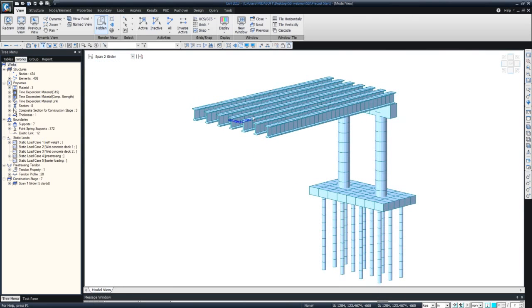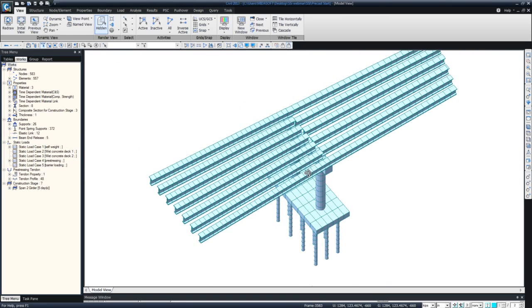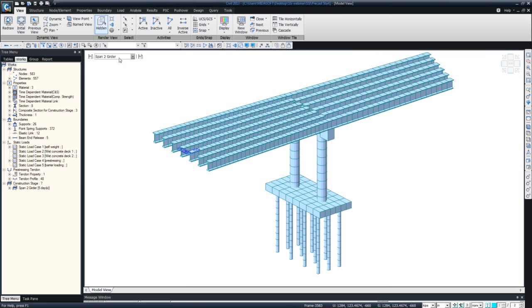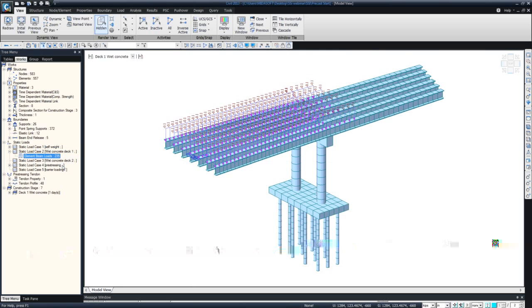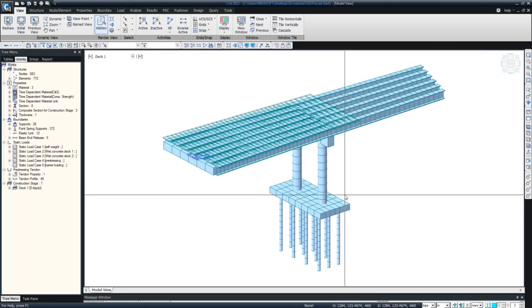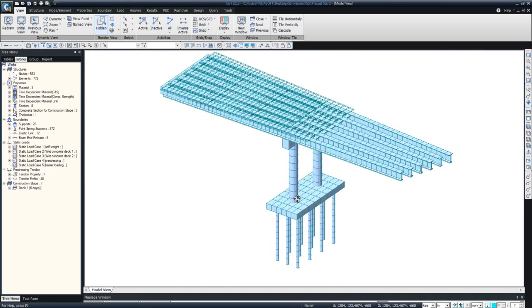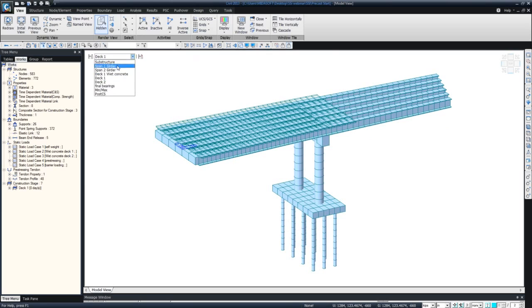Then stage 3, the span 2 girders are installed, and now the wet concrete will be poured on the top of these girders. So deck 1 wet concrete. Here, if I show you, this is how the wet concrete load is defined. Then in the next stage, the deck 1 becomes composite. So now you will see the deck on the top of this particular part. As you can see here, the deck 1 part has become composite, and now the wet concrete load is applied onto the remaining structure and it becomes composite.